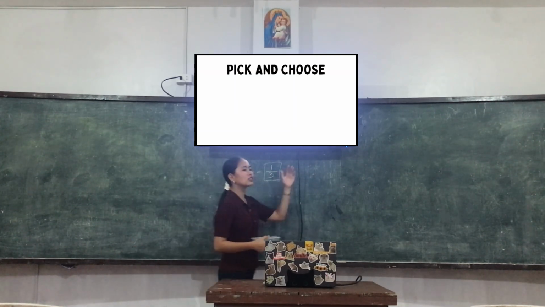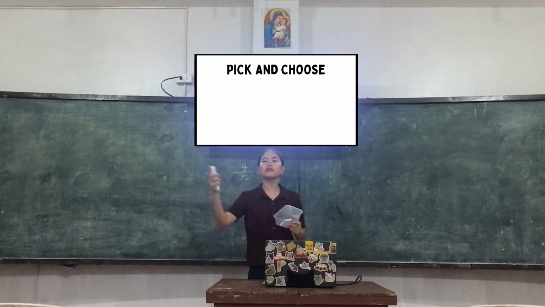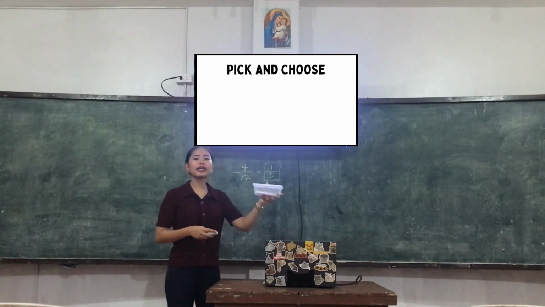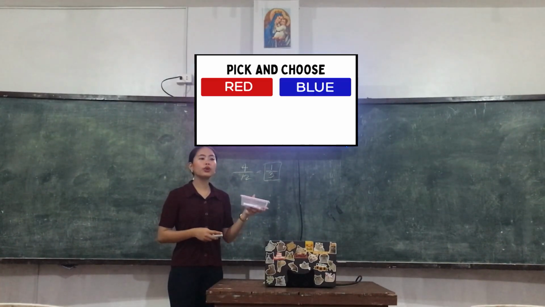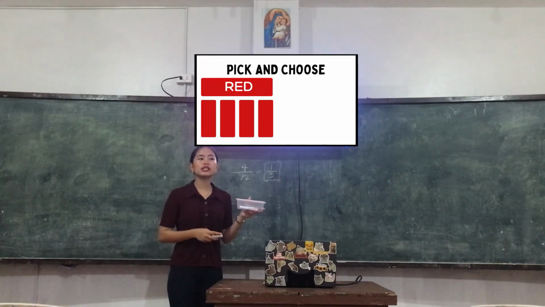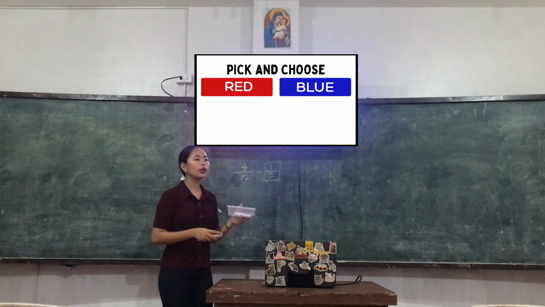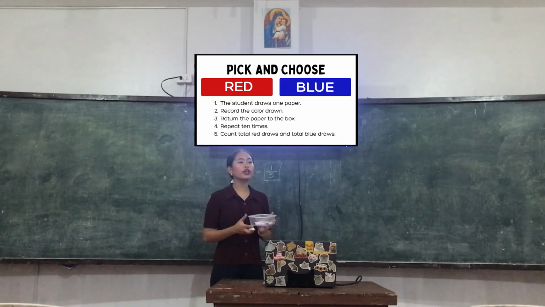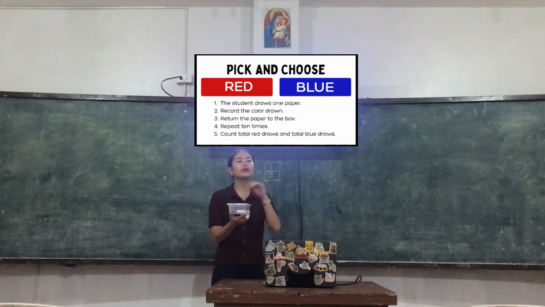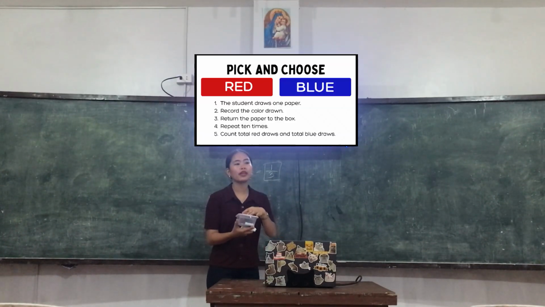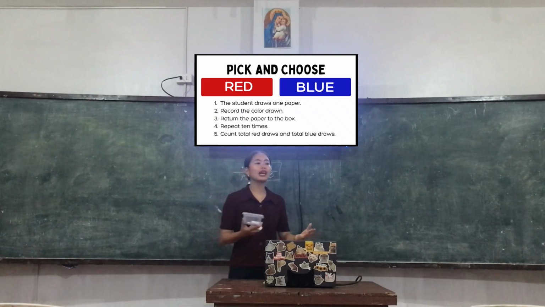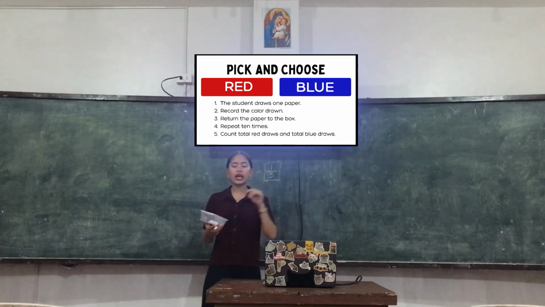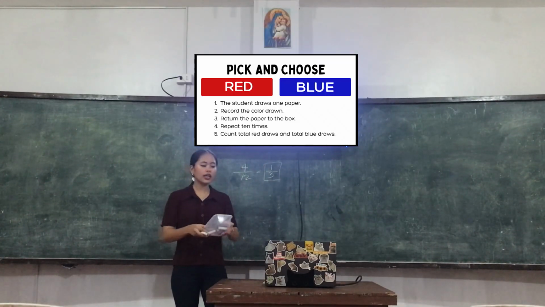Alright, so I have here an activity that is Pick and Choose. I will choose one student from this group and one student from this group. Please come forward. In this container, I have red papers and blue papers: 4 red papers and 2 blue papers. All you have to do, participants, is pick a paper from the box and record the color, and after that return the paper to the box. You will repeat that about 10 times and count the total red draws and total blue draws. Okay, start.